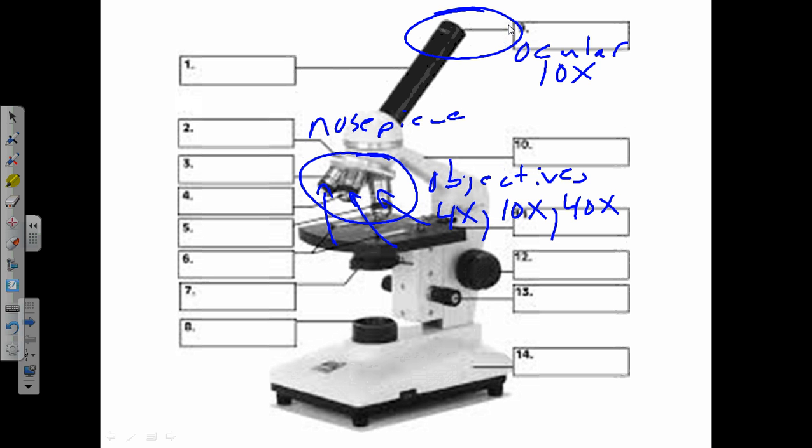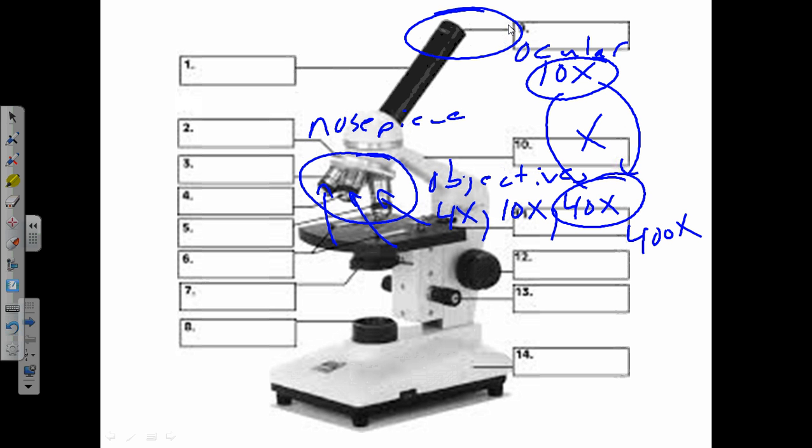Let's say we had the 40x objective in place over the slide. So we have a 40x lens here. We also have the 10x lens in the eyepiece. That will give us 10 times 40, or 400x total magnification for the object. It'll look 400 times bigger to you through that scope than it really is.